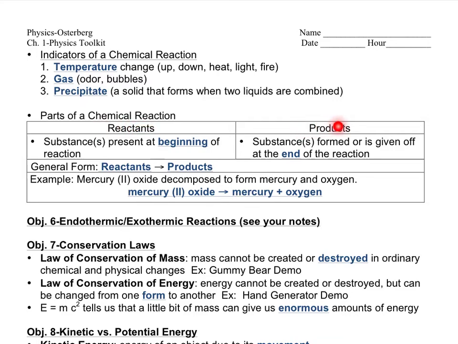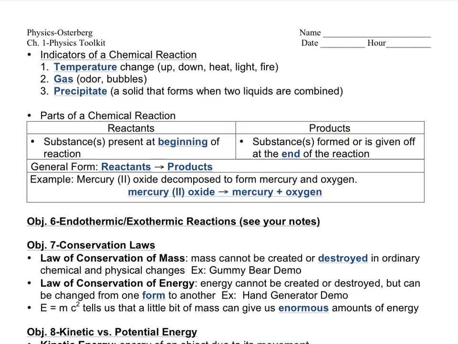The next thing to look at are parts of a chemical reaction. We have reactants and we have products. Reactants are substances that are present in the beginning of the reaction. So they're what you mix together or put together at the beginning of the reaction. Sometimes you may only have one. Usually if you have one reactant, you may have to add heat to get it to break down.